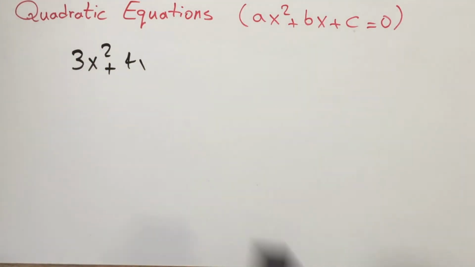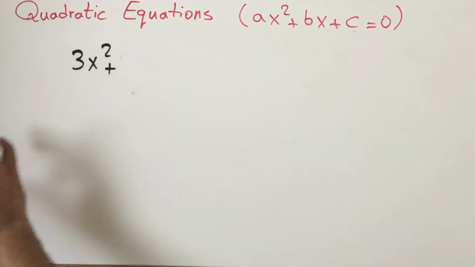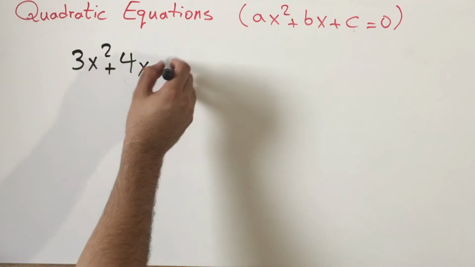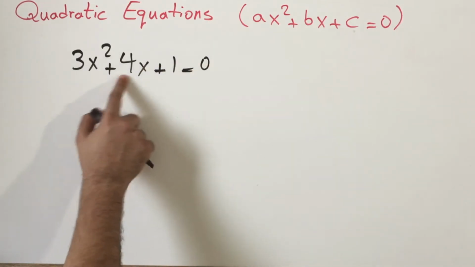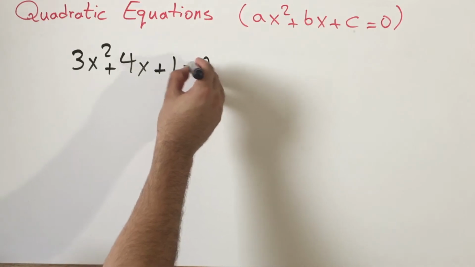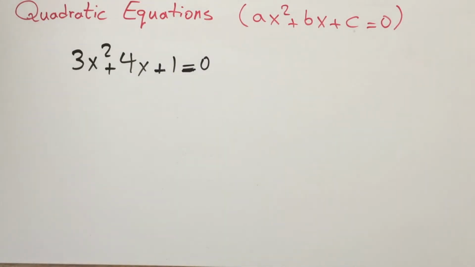Sorry, this is 3x squared plus 4x plus 1 equals 0, and we want to use the completing the square method. Okay, so what is the first step when you see something like this?